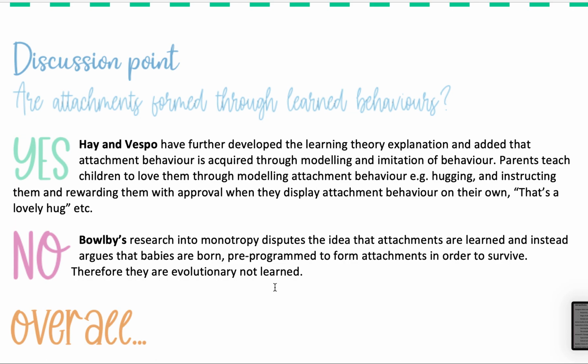Are they formed through learned behaviours? Hay and Vespo talked about modelling: children are taught through vicarious reinforcement or role models showing them how to demonstrate attachments. This provides further credibility from social learning theory to the behaviourist argument that it's a learnt process through the environment. And then Bowlby argues that attachments aren't learnt, and that there is an evolutionary element to it.